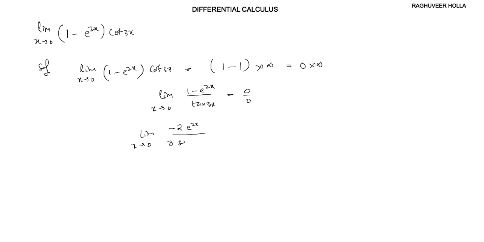So by applying L'Hopital's rule here, this is minus 2 e to the power of 2x divided by 3 secant square 3x. Now when x becomes 0, this is minus 2 by 3.